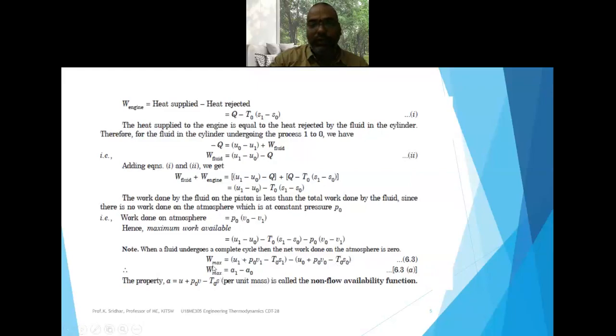So here we can say that W max is equivalent to A1 minus A2, where A stands for the non-flow availability function. In the previous case, B stood for the steady flow availability function, but here A stands for the non-flow availability function. So how can we define the non-flow availability function? It is nothing but U plus P naught V minus T naught into S.